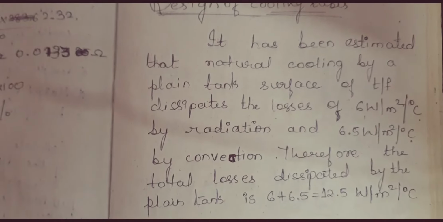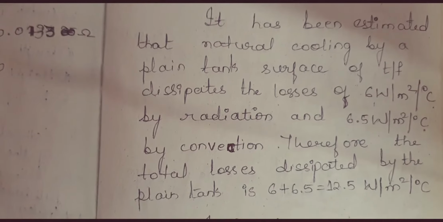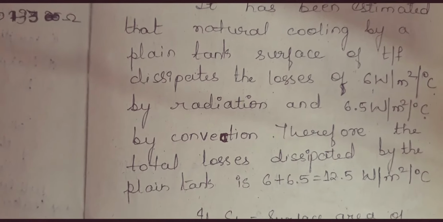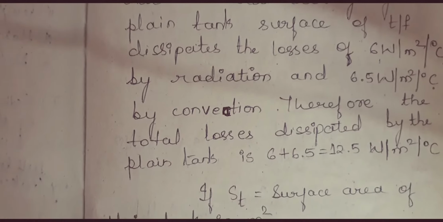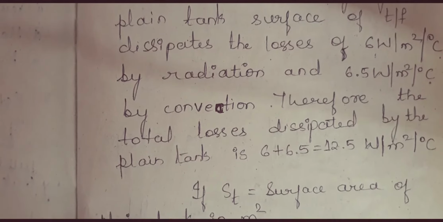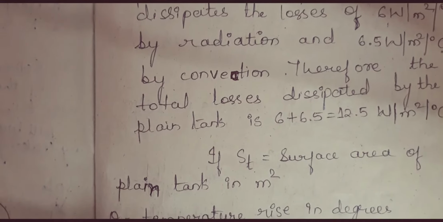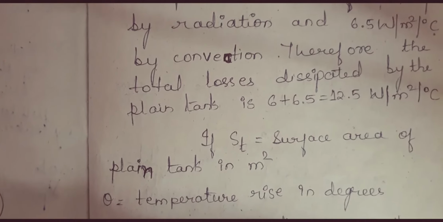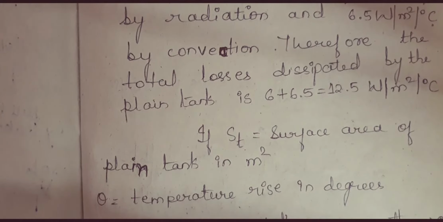It has been estimated that natural cooling by a plain tank surface of transformer dissipates the losses of 6 watt per meter square per degree centigrade rise in temperature by radiation and 6.5 watt per meter square per degree centigrade rise in temperature by convection. Therefore, the total losses dissipated by plain tank is 6 plus 6.5, that is 12.5 watts per meter square per degree centigrade rise in temperature.